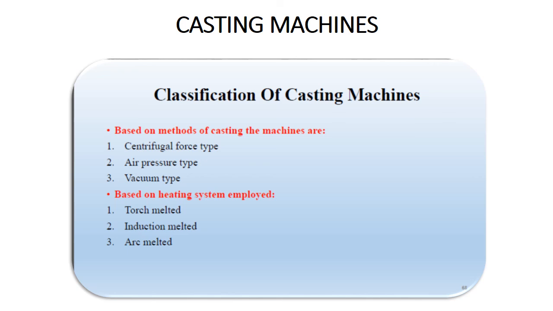After the burnout procedure, the next technical aspect is the casting procedure, for which casting machines are used, and there are different methods and different equipment available for the casting procedures. One is based on the method we use for casting, another is the heating system. Based on the method, we can categorize casting machines into centrifugal force casting machines, air pressure casting machines, or vacuum type casting machines. Whereas based on the generation of heat, we can categorize them into torch melted casting machines, induction casting machines, or arc melted casting machines.